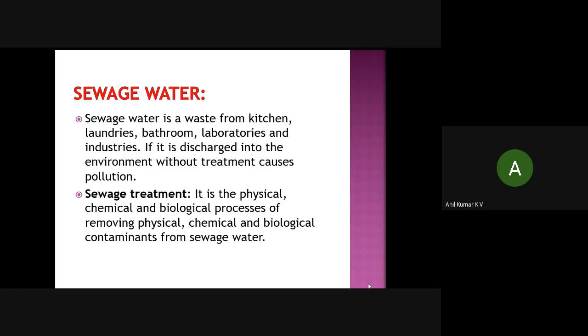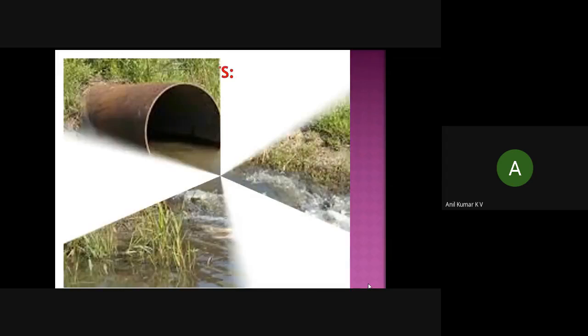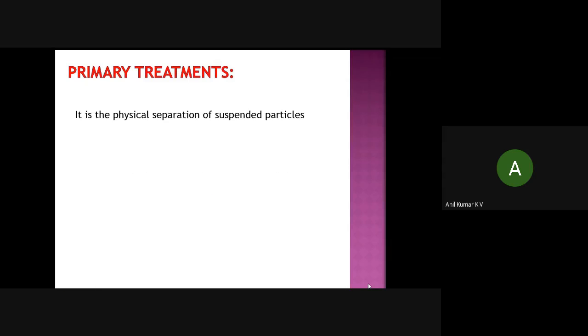Coming to sewage treatment, we have three methods of sewage treatment, such as physical, chemical and biological processes, that remove contaminants or impurities from sewage water. Primary treatment is the physical separation of suspended particles, for example wood, plastics, etc., from the sewage water.